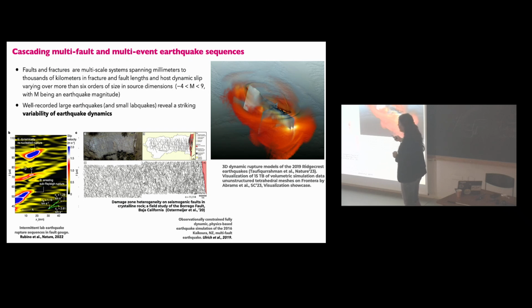We also know that all of these earthquakes and small lab quakes reveal a striking variability of earthquake dynamics. So here's some examples. Intermittent lab earthquake rupture sequences and fault gouge. This is work by Rubino and Nadia Lapusta. This is actually how a damage zone can look like. So this is a poor student of Tom Mitchell mapping it all out by hand, I think. Which is very impressive. And a 3D dynamic rupture model of the Ridgecrest earthquake sequence, all illustrating this point of variability of earthquake dynamics.